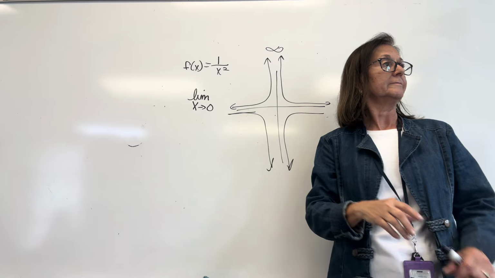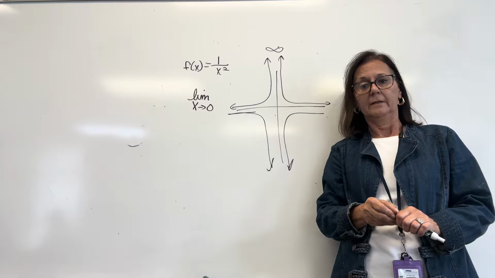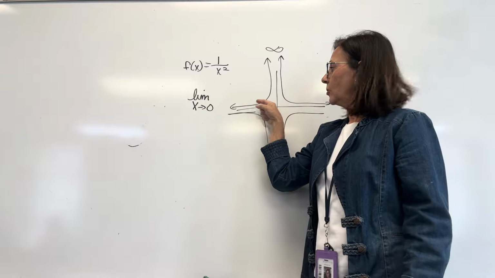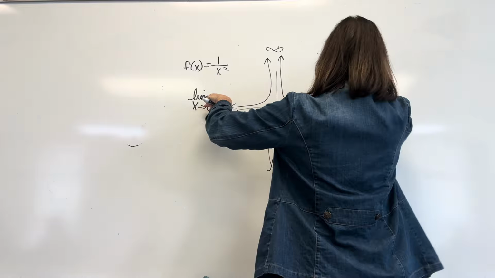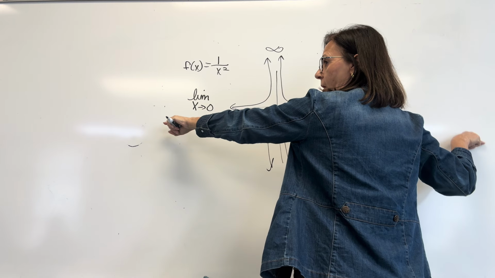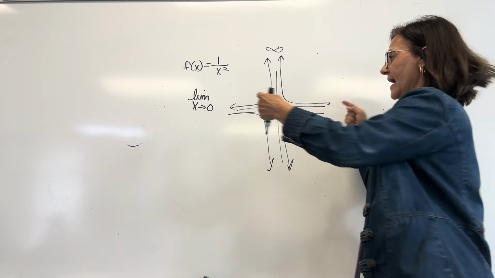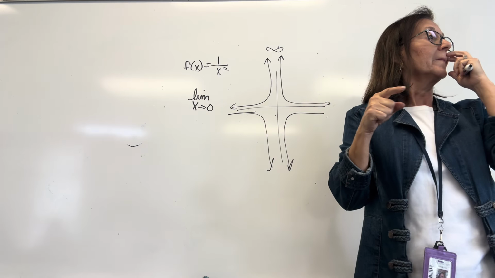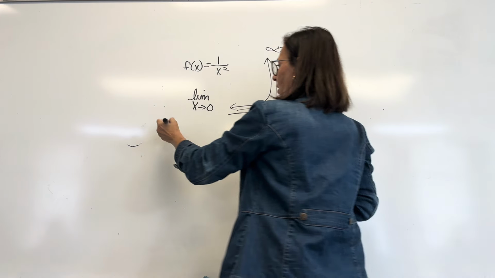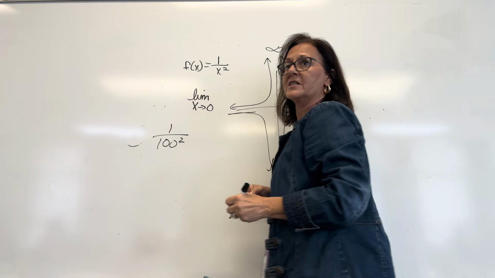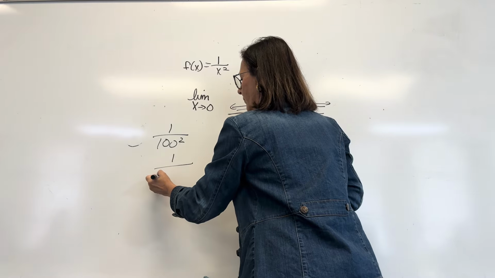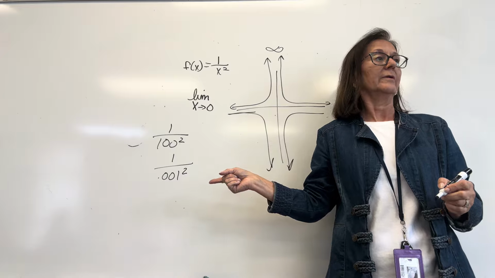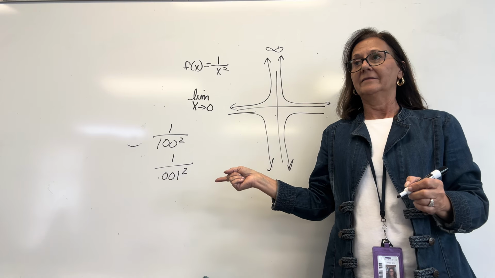How come it doesn't stop at 0? We just said, as x gets bigger negative or bigger positive, y gets smaller and smaller. It gets closer and closer to the x-axis. As the numbers get smaller, y grows. Like 1 over 100 squared is a very small number, but 1 over 0.001 squared is a much bigger number.